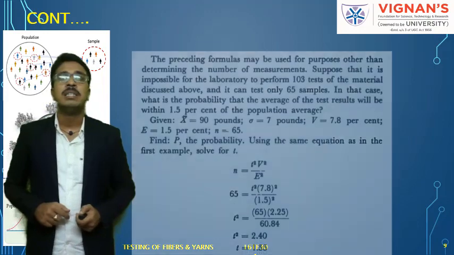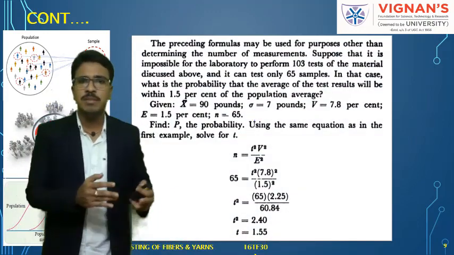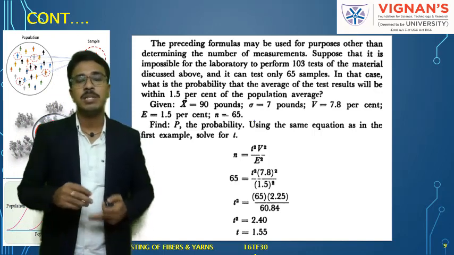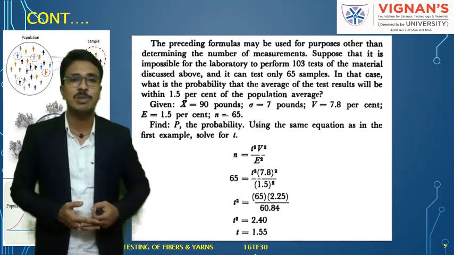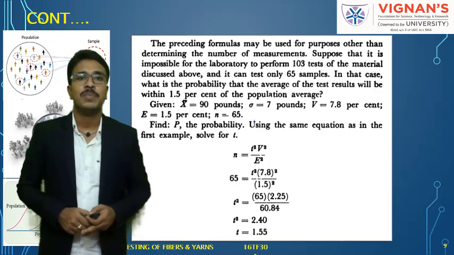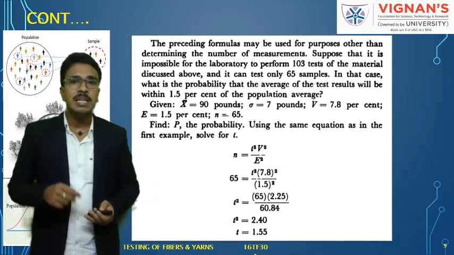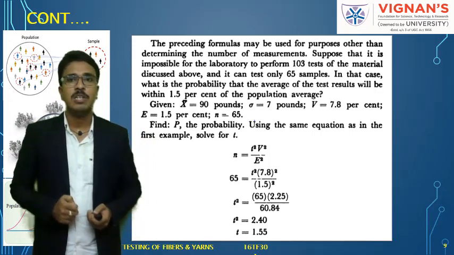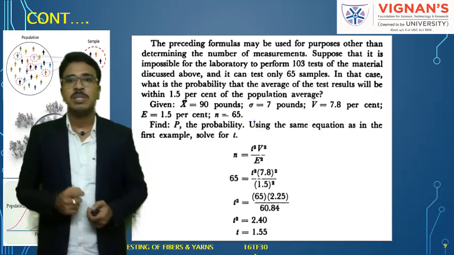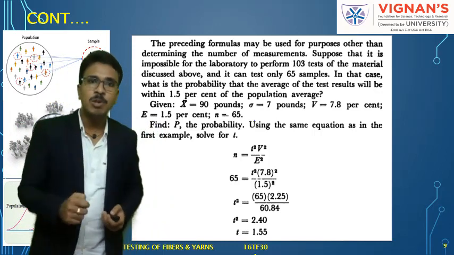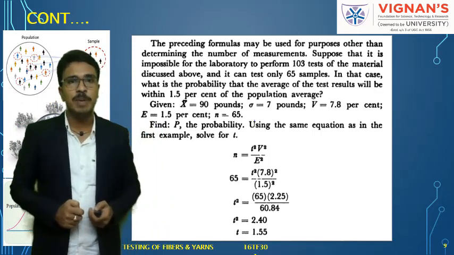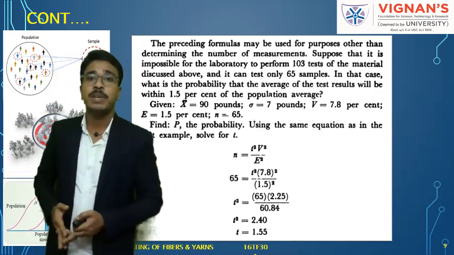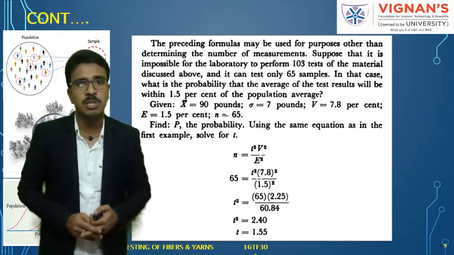Not only can we find the sample size, we can also find different other aspects from the formula. Other than determining the number of samples to be carried out, suppose it is impossible for a laboratory to perform 103 tests. Think about it: 103 tests we need to do, it is not a small number.